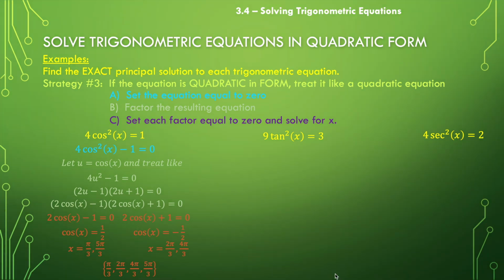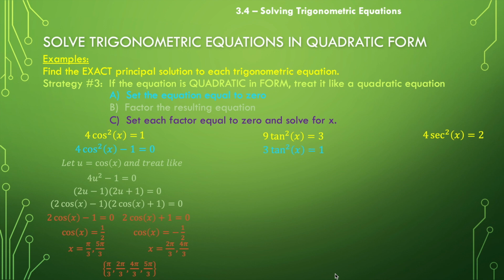So for these last 2 examples, we're going to try a different technique just because it can be done in a different way, and I wanted to show you a different method. Okay, so if you're looking at 9 times the tangent squared of x is equal to 3, do you notice right away that there's a common factor of 3 on both sides of the equation? Let's go ahead and divide that out.